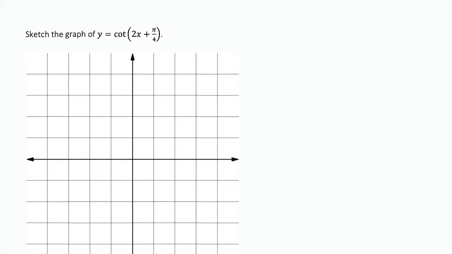Sketch the graph of y equals cotangent of 2x plus pi over 4. For our cotangent, we get our asymptotes by taking the input of the function, which in this case is the 2x plus pi over 4, just whatever's in the parentheses. We set it equal to 0, and we set it equal to pi. And then we solve for x.